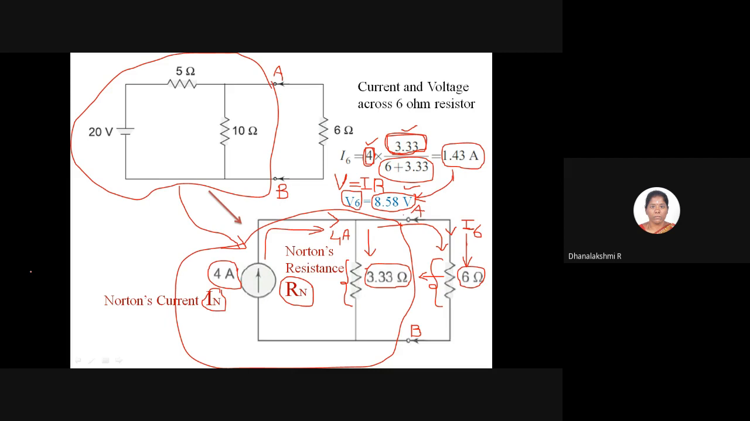So using Norton's theorem, any two-terminal linear network can be reduced into a Norton's equivalent circuit, which consists of a single current source with a resistance in parallel. That single current source is what we call Norton's current, and that resistance is Norton's resistance. By this way, we can reduce any network into a Norton's equivalent circuit.